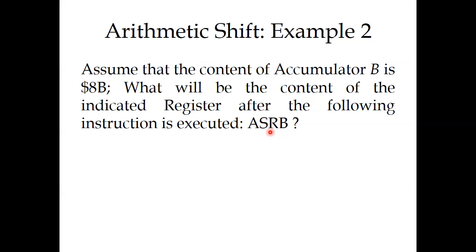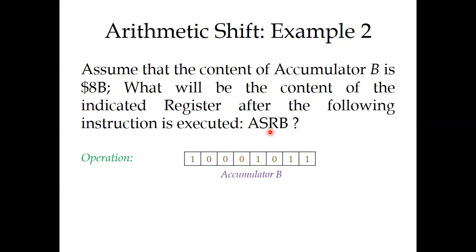So you will be shifting all the bits one position to your right. Okay, let's see what happens. At the beginning, you are given 8B in accumulator B, right? This is 8, 1, 0, 0, 0. And this is B, 1, 0, 1, 1. So basically, we are given 8B in accumulator B.